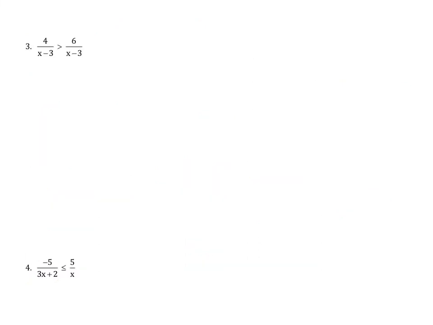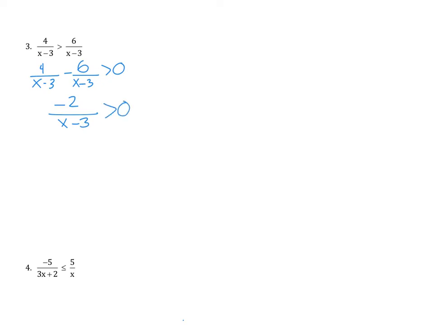Alright, let's go ahead and try another one. This one also, I need to move everything to one side. So I'm going to subtract the 6 over x minus 3. Again, I already have common denominators. So 4 minus 6 is just negative 2 over x minus 3.